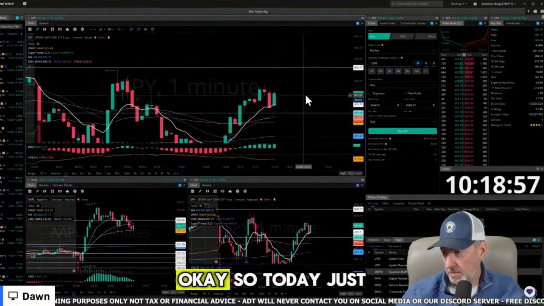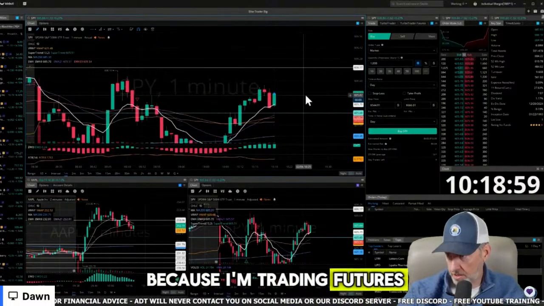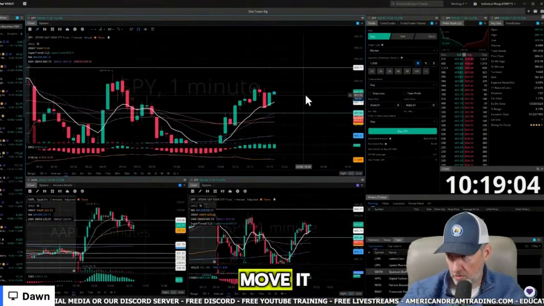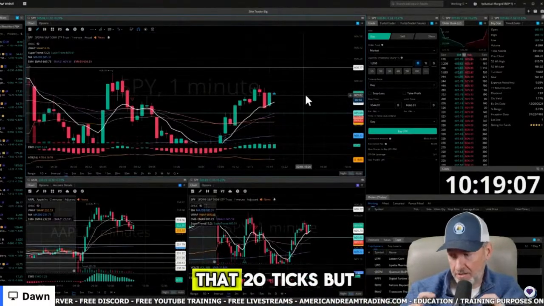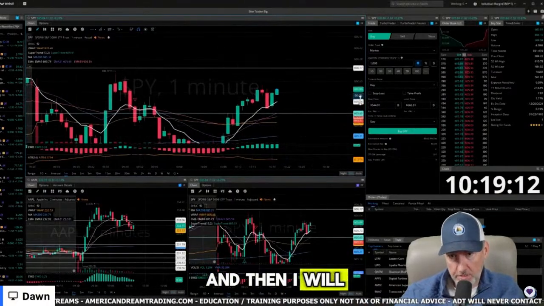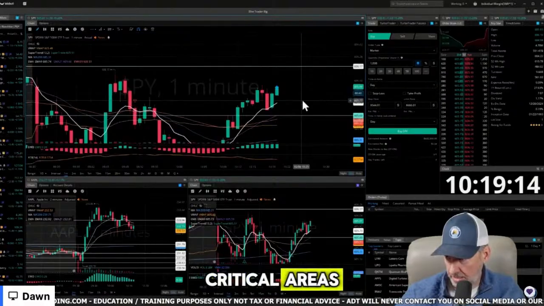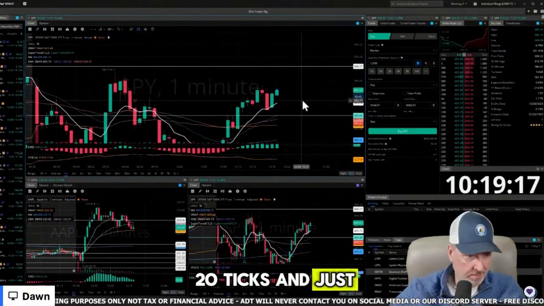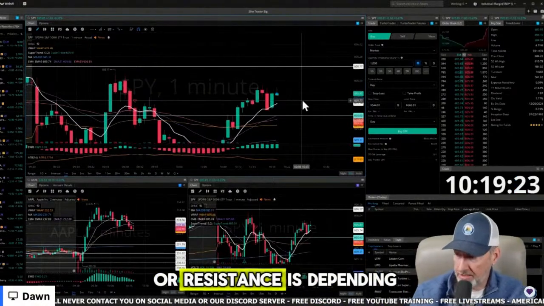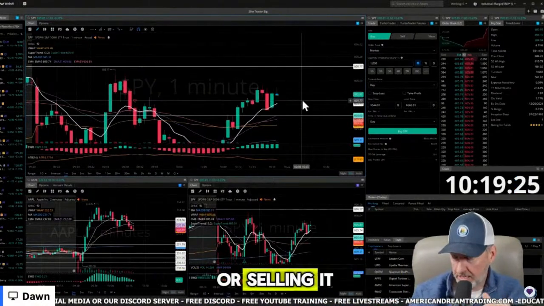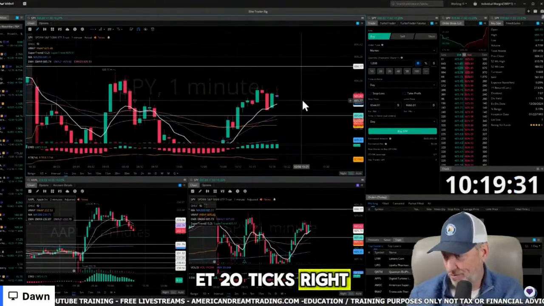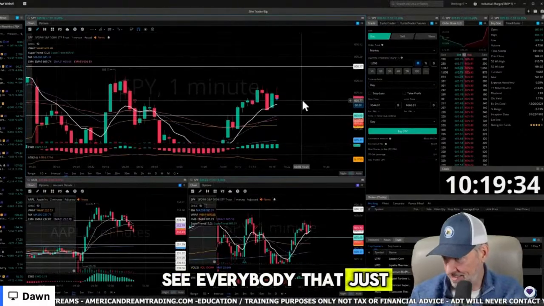Somebody just said how many points? Okay, so today, just because I'm trading futures, typically what I do is I have it set to 20 ticks and then I manually move it. I usually never allow that 20 ticks, but I just put something on my screen so I can see it, and then I will control it by key critical areas. So I don't just set 20 ticks and hope it doesn't stay in that. No, I look at what the support and or resistance is, depending if I'm buying or selling it. Then I go from there. I don't just blanket 20 ticks, 40 ticks like you see everybody. That just makes zero sense.